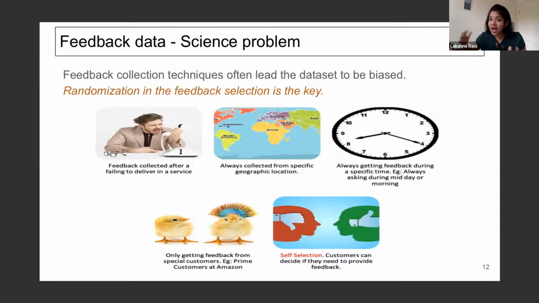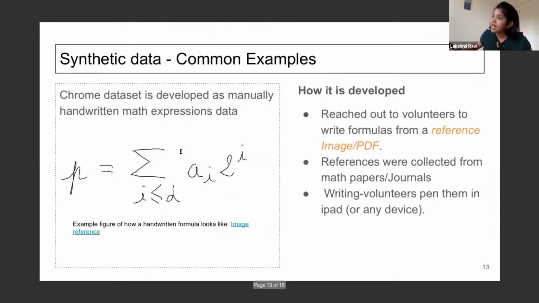The one thing you can't work around directly is self-selection. When the customers themselves choose to provide data, or choose not to provide the data, that is one thing you have to be aware of that is already in the data set, and you have to account for it at the time of scoring.